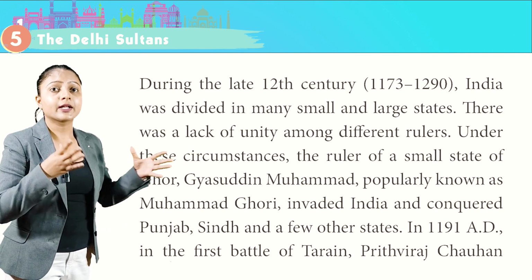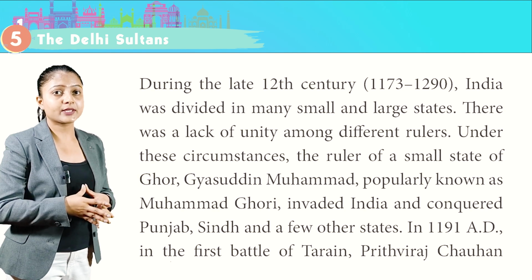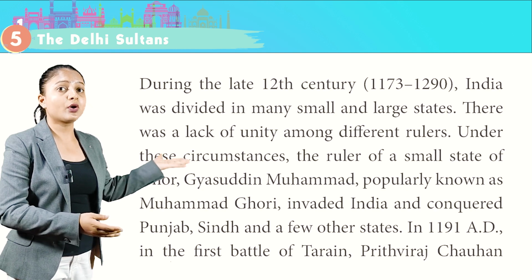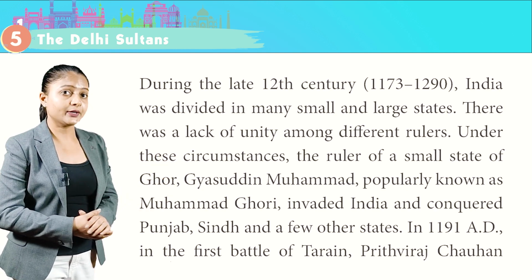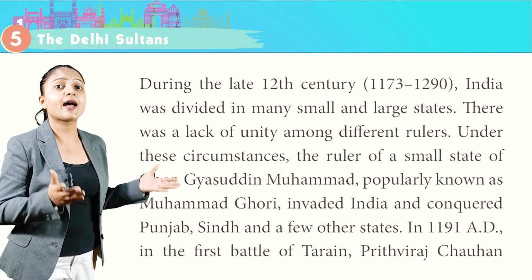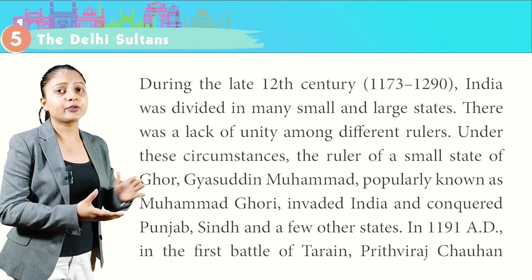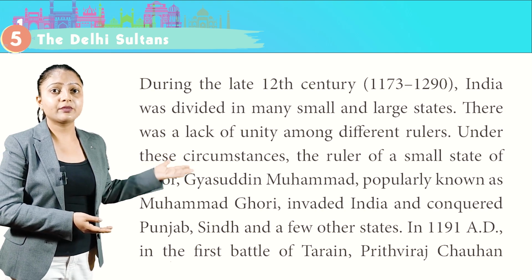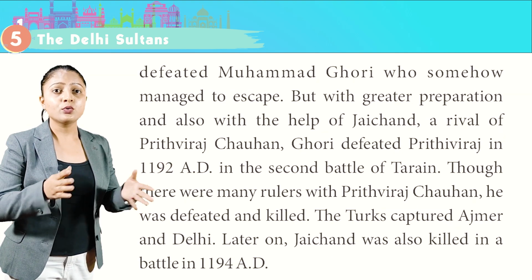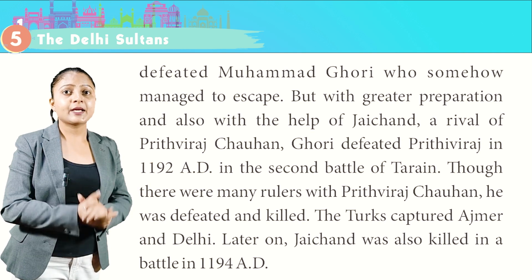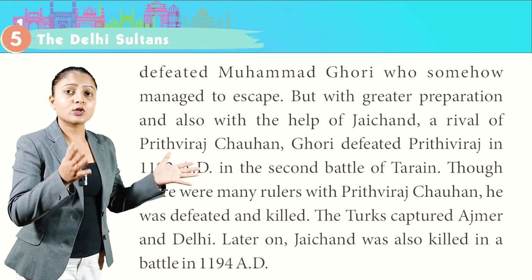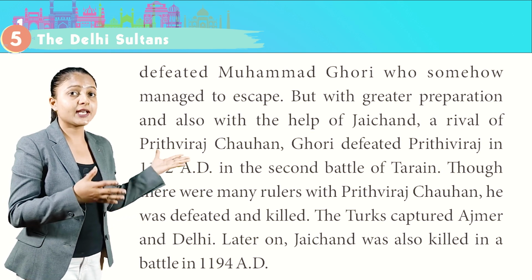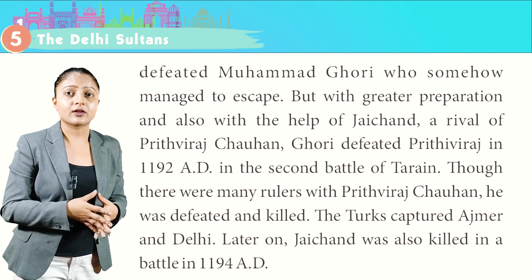Under these circumstances, the ruler of a small state of Gaur, Ghiyasuddin Muhammad, popularly known as Muhammad Ghori, invaded India and conquered Punjab, Sindh, and a few other states. In 1191 AD, in the first battle of Tarain, Prithviraj Chauhan defeated Muhammad Ghori, who somehow managed to escape. But with greater preparation and also with the help of Jaichand, a rival of Prithviraj Chauhan, Ghori defeated Prithviraj in 1192 AD in the second battle of Tarain.